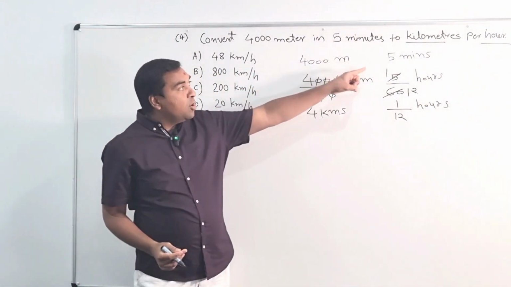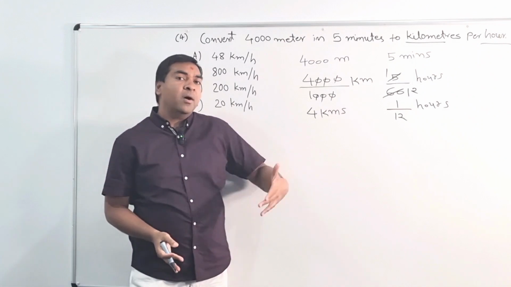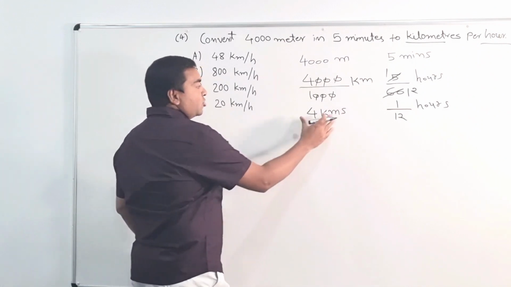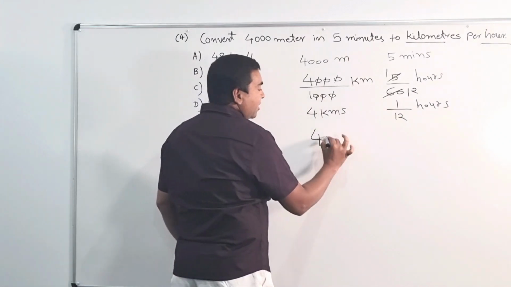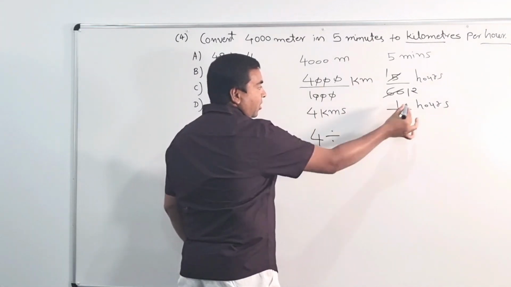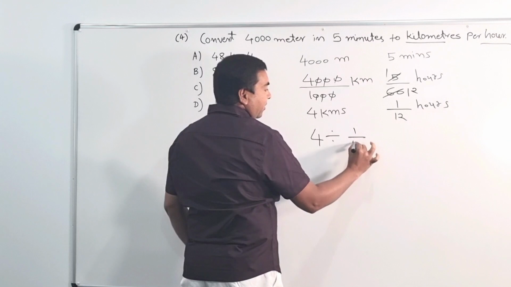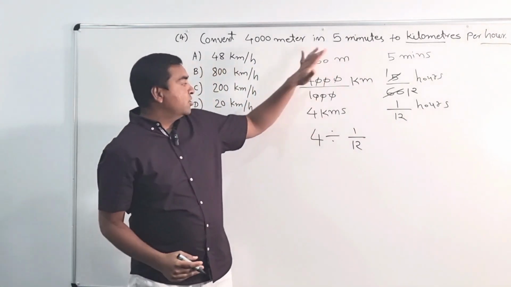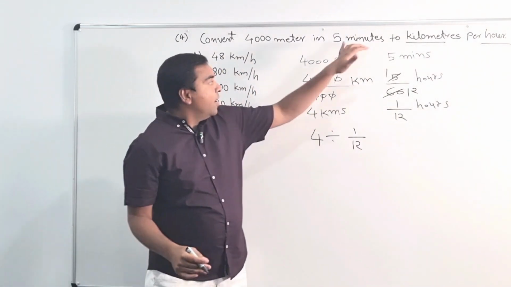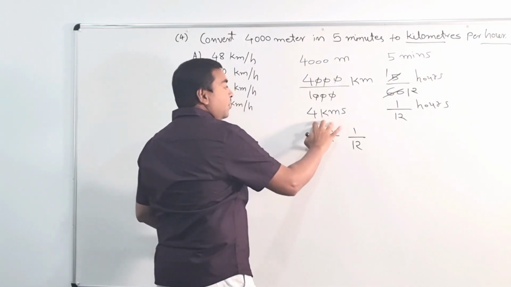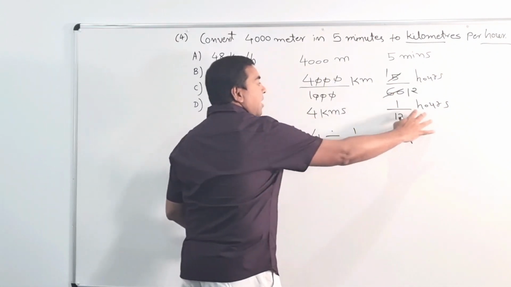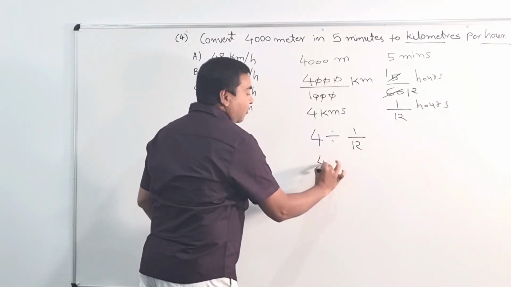Now I'm going to find out kilometers per hour. When it's per hour, I'm going to divide. So how many kilometers do I have? 4 per hour. So divided by hours, which is 1 upon 12. What did I do? Meters I'm changing into kilometers. Minutes I'm changing into hours. And then I'm doing kilometers divided by hour. So that is going to be 4.